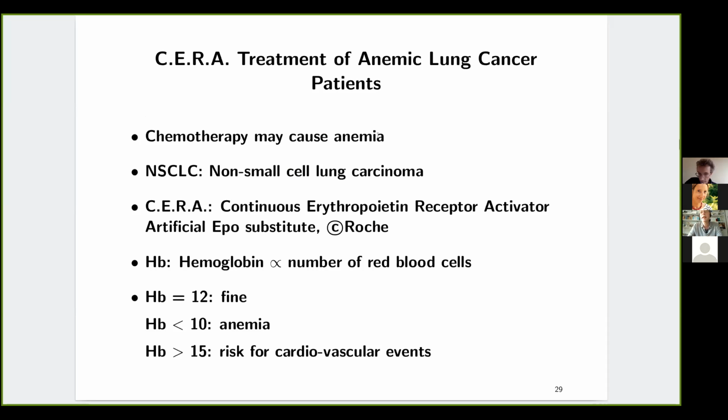And they did 2 large clinical trials, and both were terminated, not at the end, but preliminary, because both failed for 2 reasons: increase of the tumors and cardiovascular effects, exactly the 2 phenomena I mentioned before. So in the following, we will measure the amount of red blood cells by hemoglobin. This is proportional to the number of red blood cells. If you have an HB value of 12, you are fine. If you are below 10, you get an anemia. If you are above 15, you get risk of cardiovascular events.